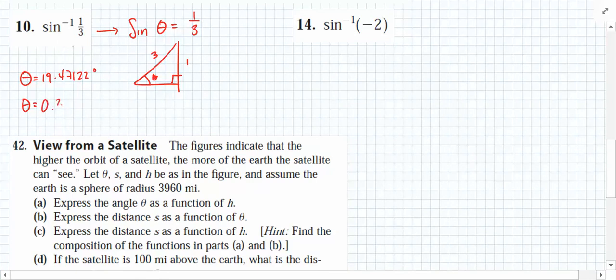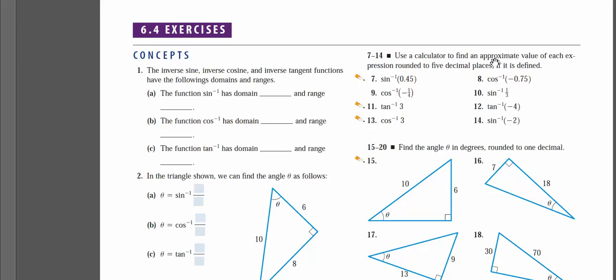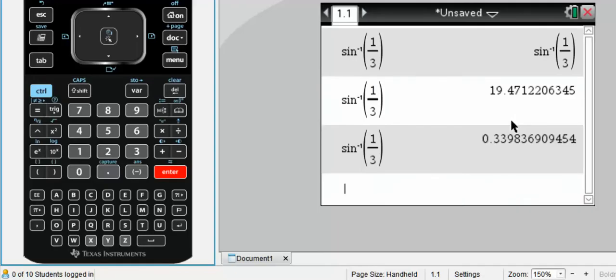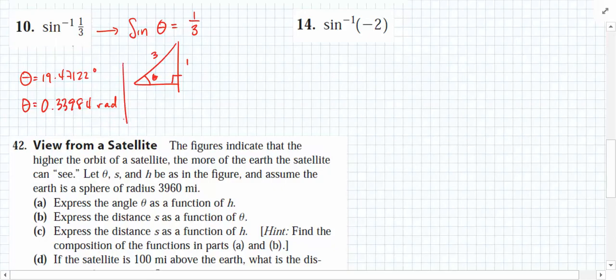So 0.33984 radians. And the textbook doesn't really say whether to use degrees or radians, so if I were to ask the question on a quiz, I would clarify that for you, whether I want the result in degrees or radians.